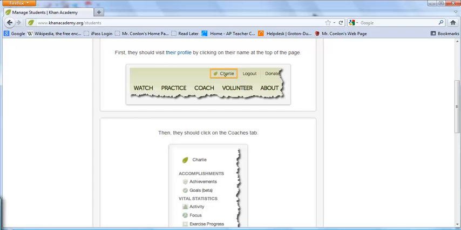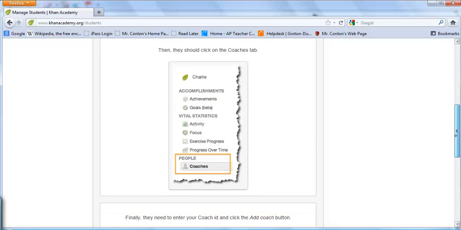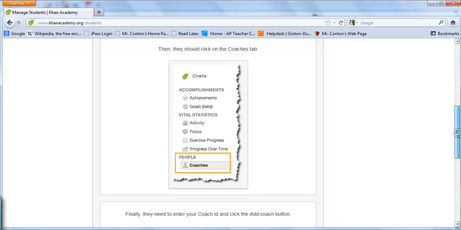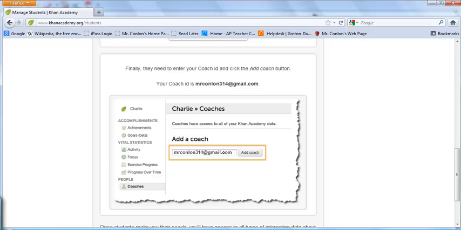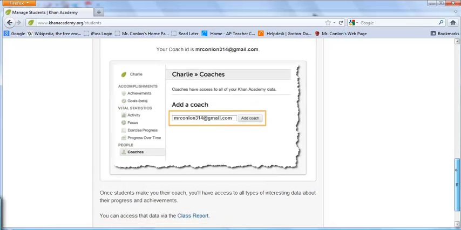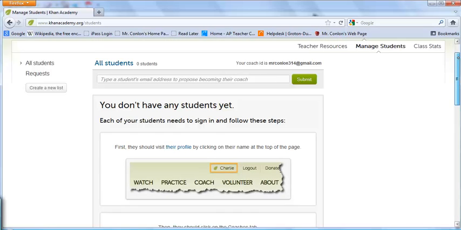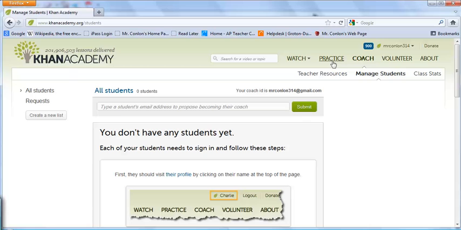For example, your name will be right here. Then you're going to click on the Coaches tab, people, right down there. And then you're going to enter my coaching ID where it says Add a Coach. So right in there, you're going to put mrconlon314@gmail.com. Then you're going to go up to some of these practice problems.